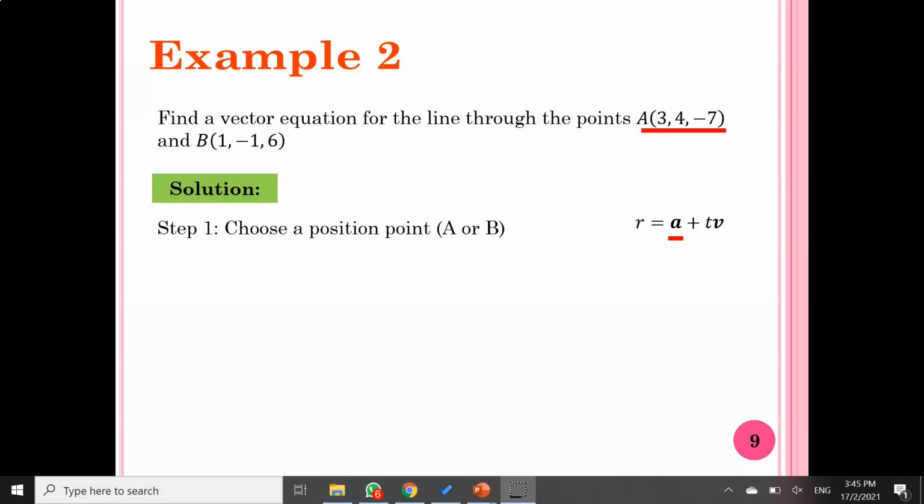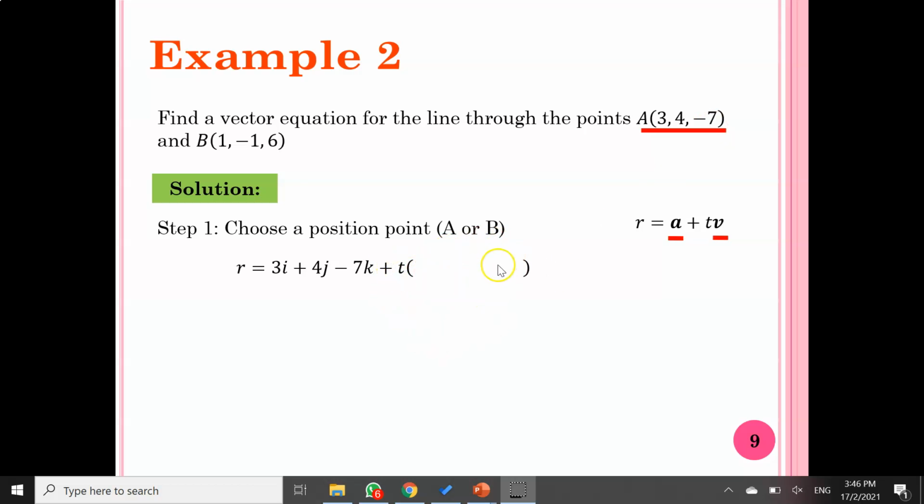So this is step 1: choose a position vector, A or B. You need to choose one, either A or B. So we choose this one, you choose A. Okay, position vector A, 3i plus 4j minus 7k, plus t.